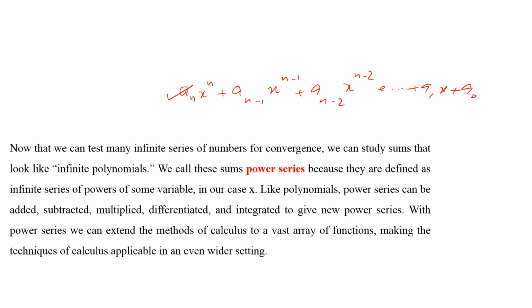Now, power series is quite similar to the polynomials, but it has infinite number of terms in powers of some variable. Now, in this case, these a's are constants, right? So let's define formally the power series. Now that we can test many infinite series of numbers for convergence, I have already told you, we can study some sums that look like infinite polynomials. We call these sums power series. So sums of infinite polynomials, such series are called power series because they are defined as infinite series of powers of some variable. In our case, this variable is going to be x.